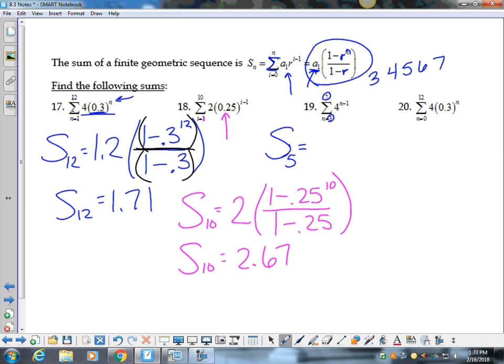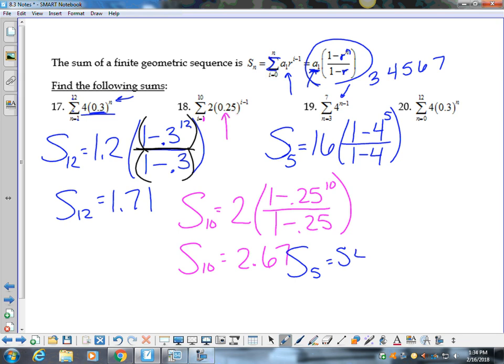Now, when it asks for a sub 1, it's really, in this problem, asking me for a sub 3 because I'm starting with my 3rd term. So plug in a 3 in here. 3 minus 1 is 2. 4 squared is 16. 4 to the 5th. Plug that in. There's your answer. Be careful on that one.